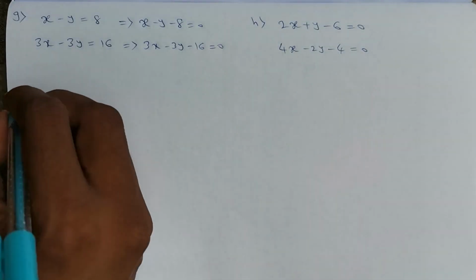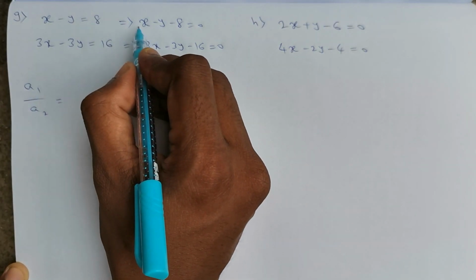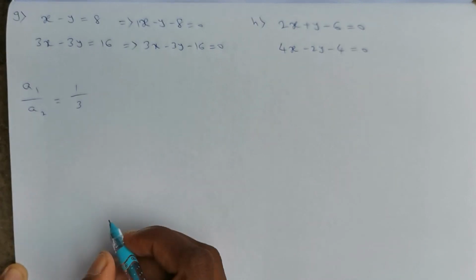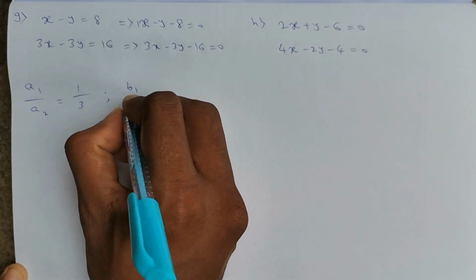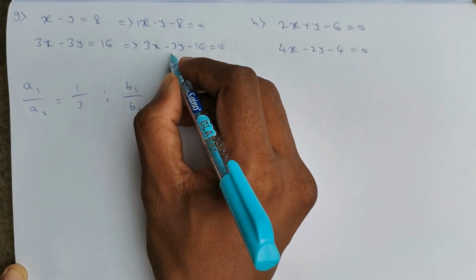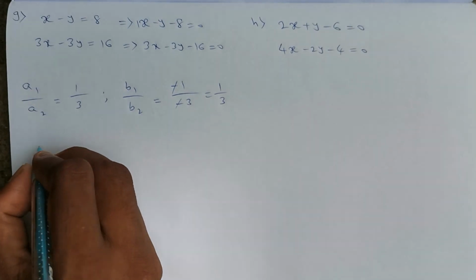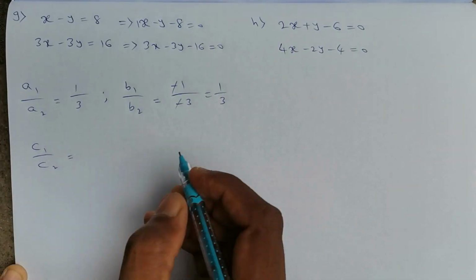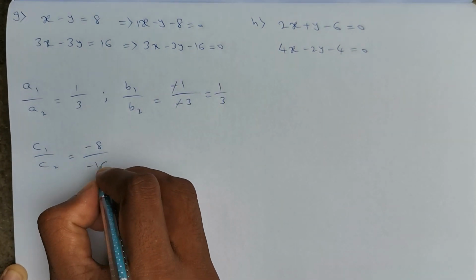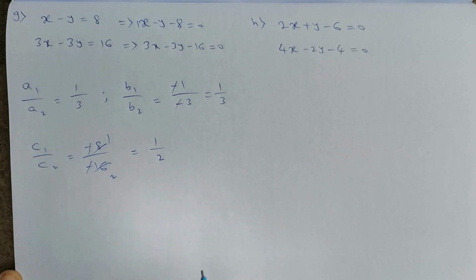Now let us compare. a1 by a2 is equal to, here before x 1, and before x 3. So a1 by a2 value is 1 by 3. b1 by b2. Here before y minus 1, here before y minus 3. Minus minus cancel. So we remain with 1 by 3. Next c1 by c2. Here c1 is minus 8 divided by c2 is minus 16. Minus minus cancel. 8 ones are 8, 8 twos are 16. That is 1 by 2.